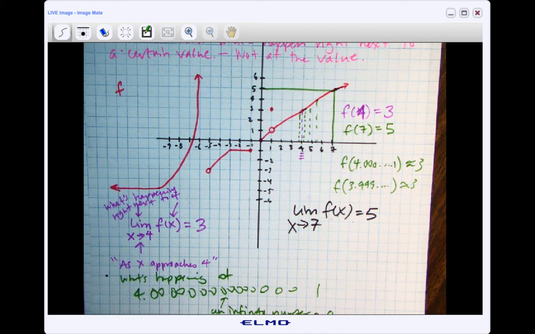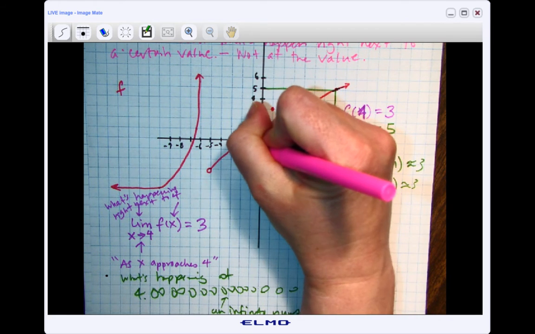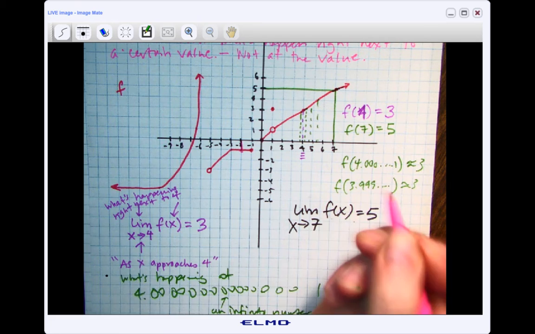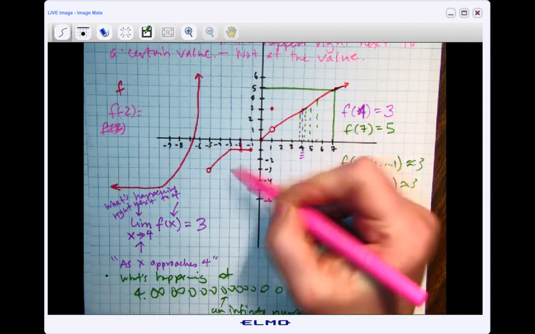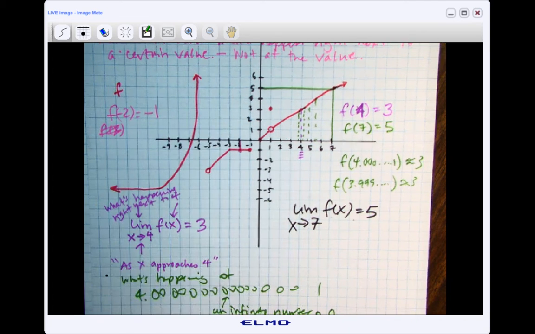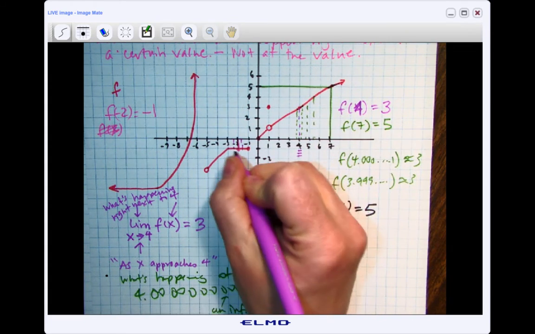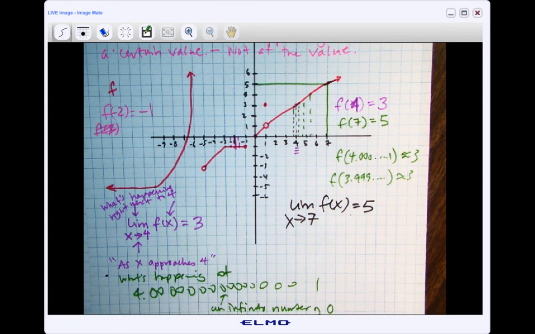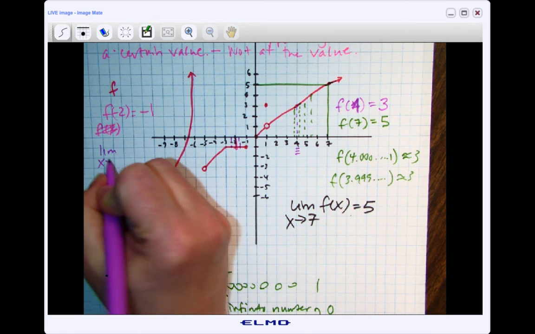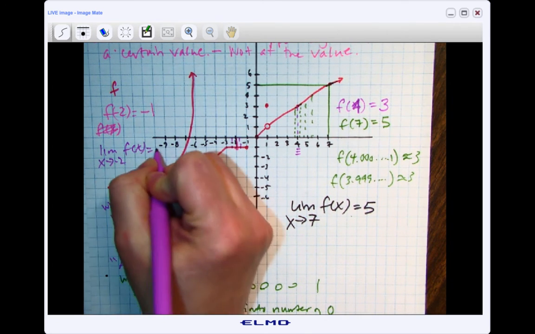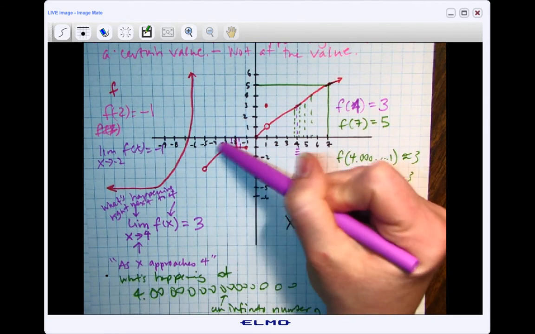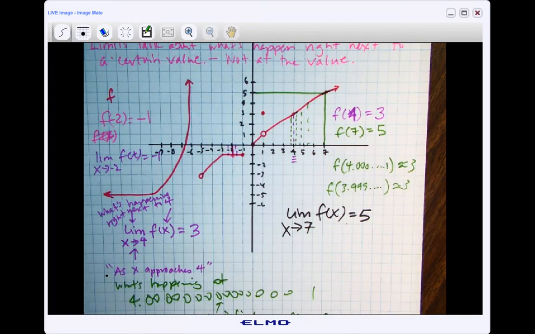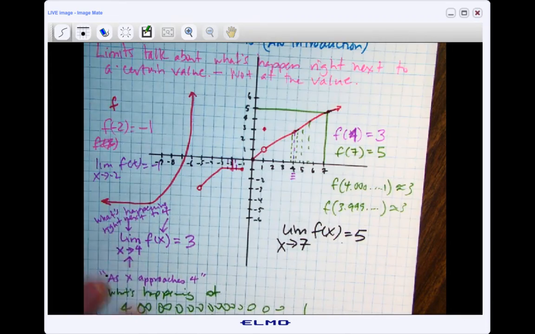Let's go over here to this one, at -2. So here's the value, f of -2. Oh, sorry, I keep doing that, I mean to write -2. f of -2 is actually -1. Well, what values am I close to for the y's when I'm close to -2? They're both close to -1 on either side. So my limit as x approaches -2 of f of x is also -1. And that's going to be true anywhere it's continuous. So for any continuous piece of the graph, the evaluation value is the same as the limit.